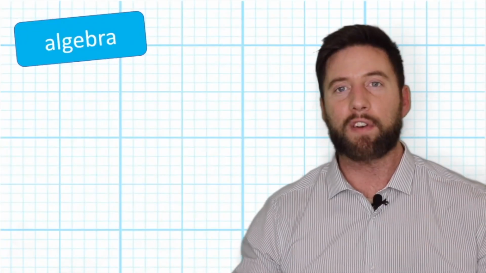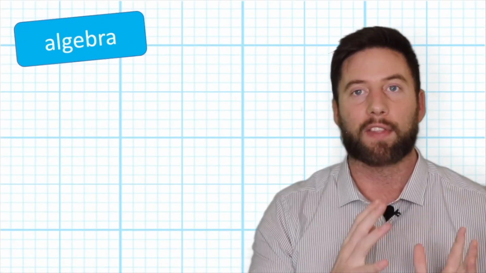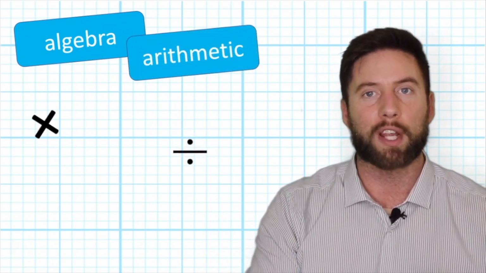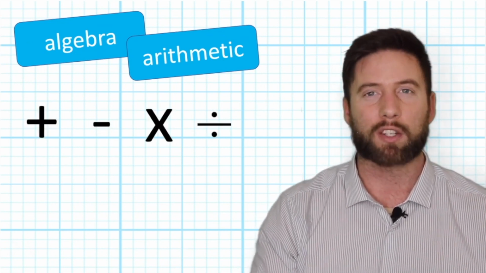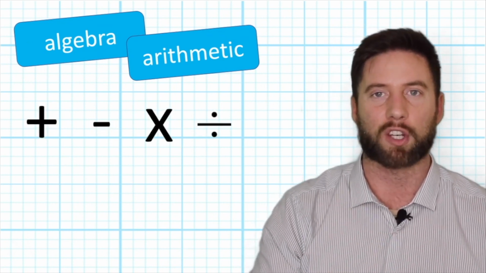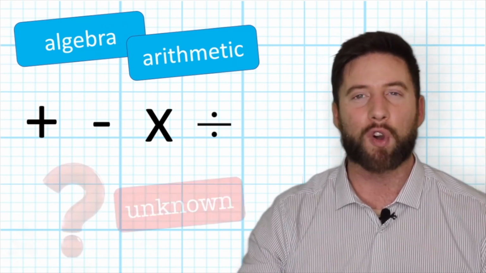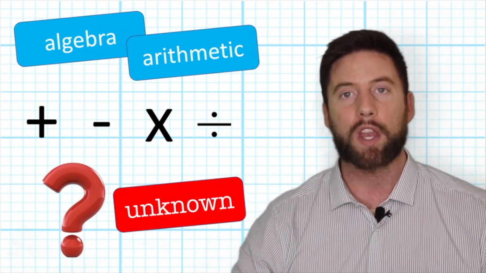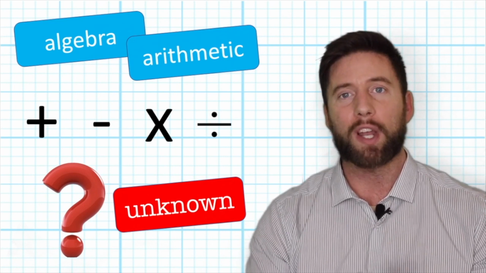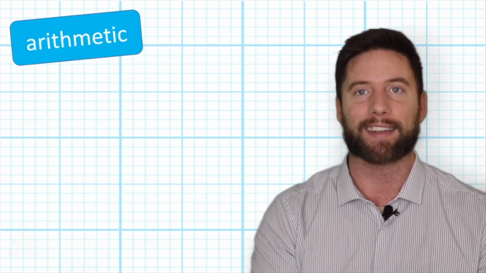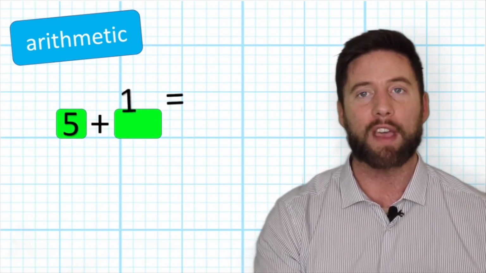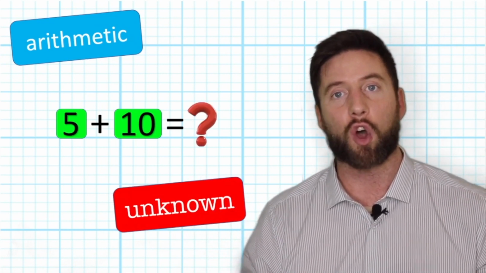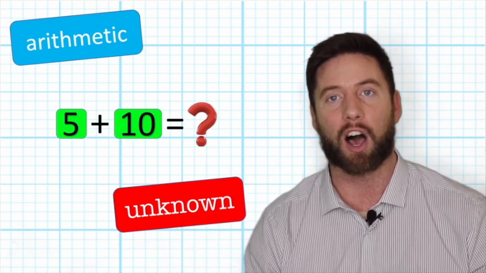Let's go. Okay, so the very first thing you need to understand is that algebra is very similar to arithmetic. It uses the same 4 operations: addition, subtraction, multiplication, and division. But algebra introduces a brand new aspect, and that is the aspect of the unknown. When you are first looking at arithmetic, the only area that's unknown is the answer. So if we look at a very basic one, 5 add 10 equals unknown. The answer is not known until we go ahead and complete our question.